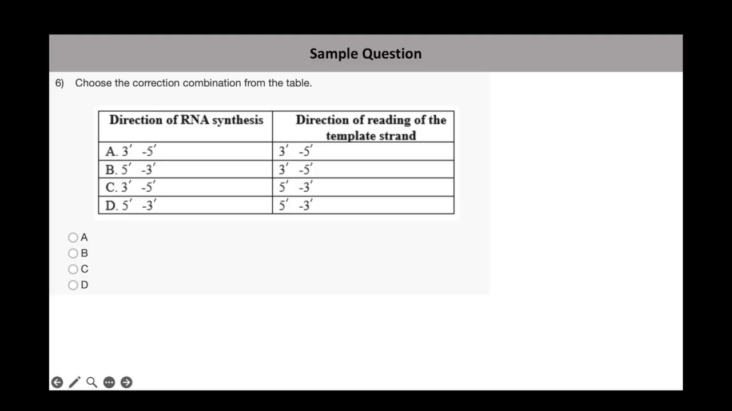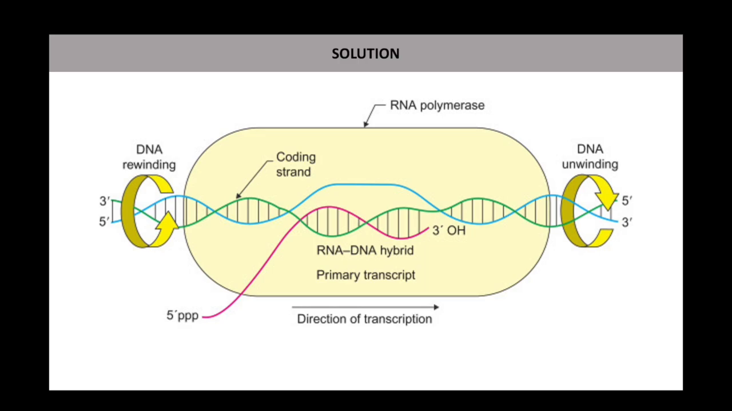Okay. So this is a very easy question. We just need to know the direction of RNA synthesis and the direction of reading the template. So this is the basic figure from which you can understand. Transcription is basically conversion from a DNA strand to producing an mRNA strand. So our DNA is a double-stranded structure, so it will have two strands. One is from 3' to 5', and the other one is from 5' to 3'.